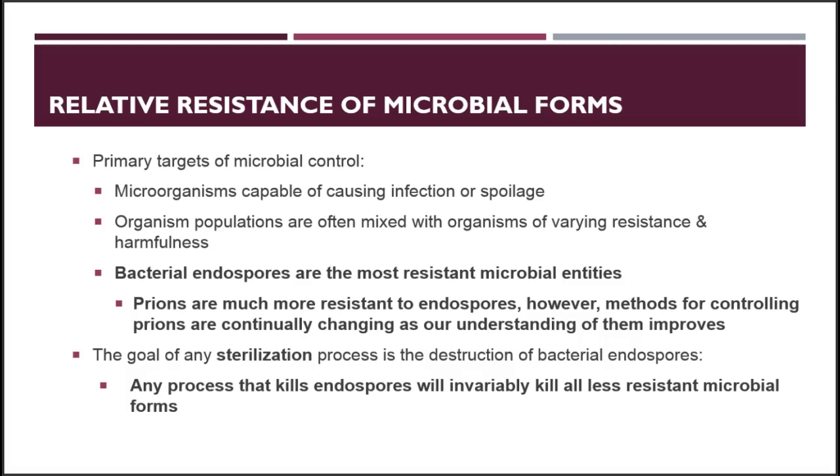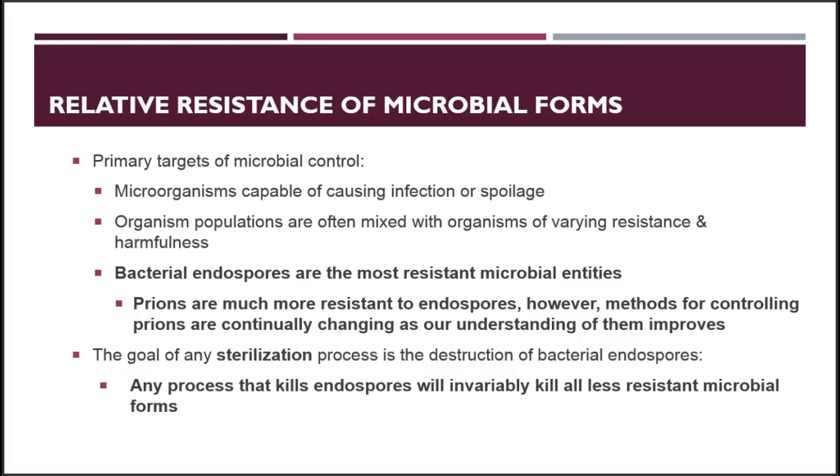Prions are mentioned in the chapter, and we've discussed prions in earlier chapters. Prions are much more resistant to control methods than endospores. Unfortunately, at this point in time, we have not developed really good methods for addressing prions. These methods are constantly changing as our understanding of them improves. So when we're talking about sterilization processes, we're talking about processes that are effective against endospores. They are not necessarily effective against prions.